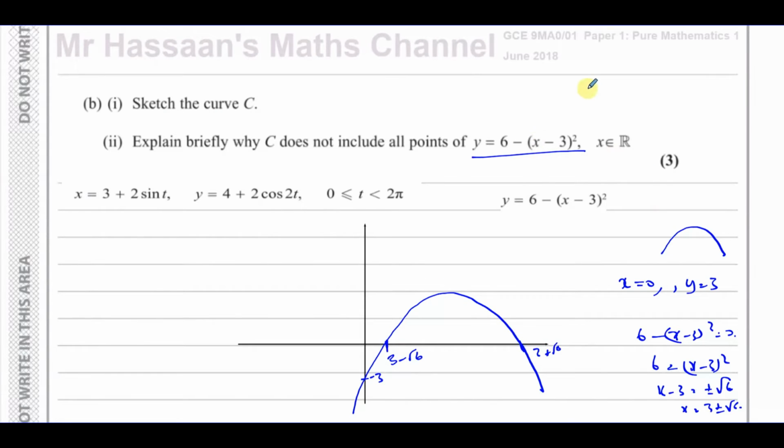And the vertex of this is going to be the value of x that caused this bracket to be 0, which is 3, sorry, and whatever's left behind, which is that plus 6 for the y. So that would be 3, 6. That would be the vertex at the top there.